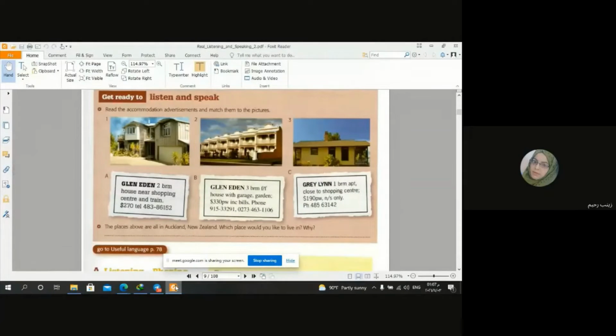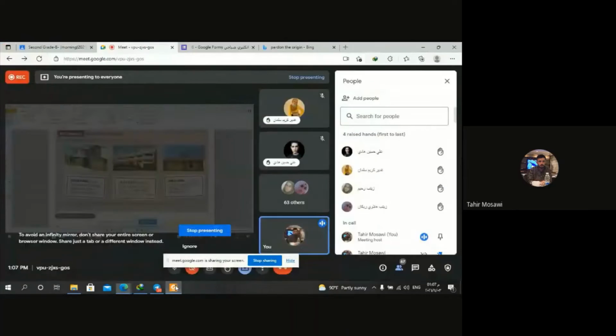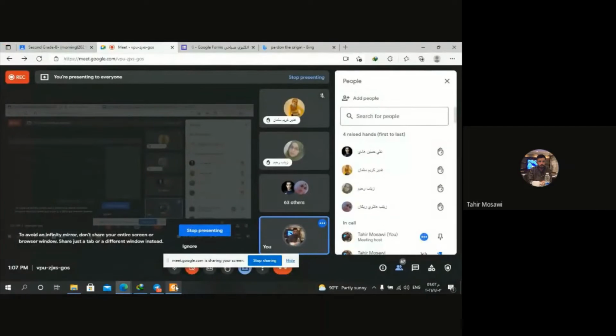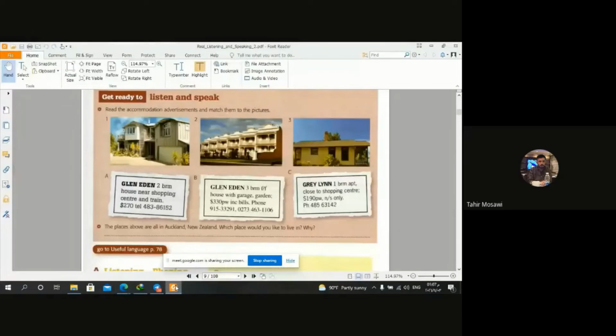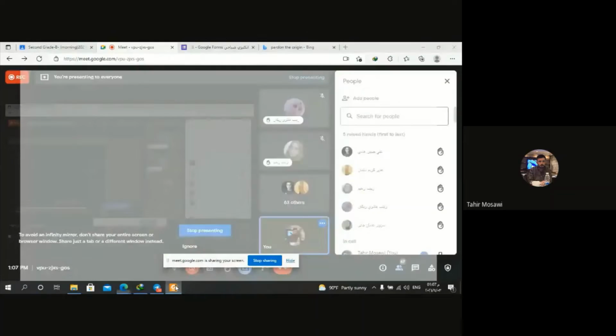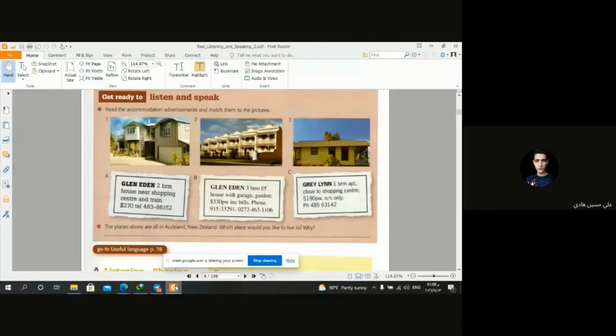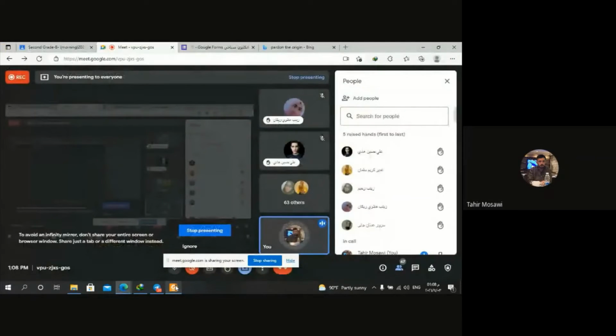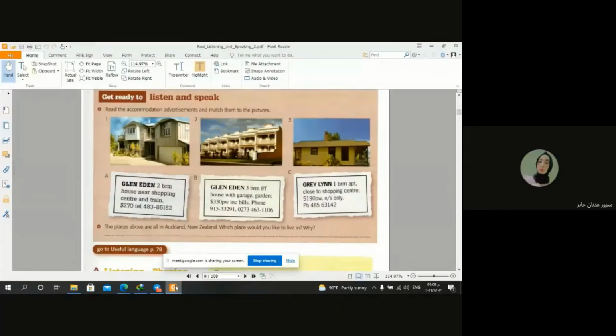I think number 3. Zainab Rahim says it's about house number 3. Zainab Halawi. Yes, doctor. Number 3. Number 3. And Surur, what do you say? Yes, doctor. I think about number 3.